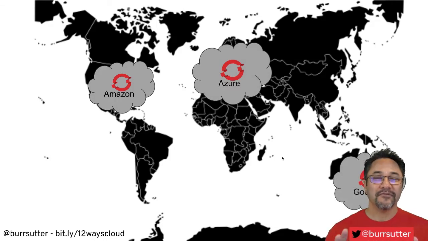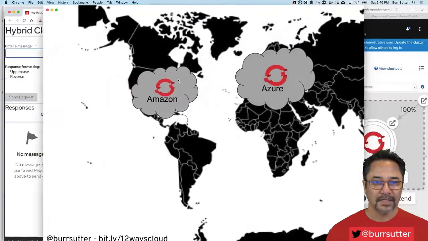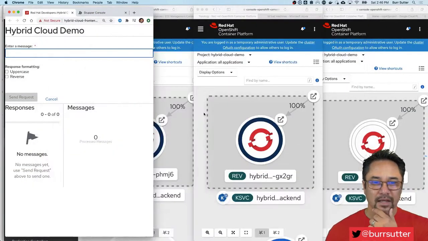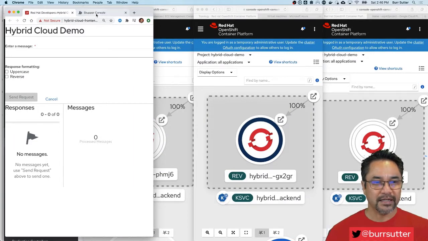And then I have OpenShift deployed across all three of these infrastructure providers, and I have the same application based on Knative in all three cases. Let's go and show you that application now. Let's get out of this diagram, come over here to the application, and just so you can see one thing right away, and that is the Skupper console.